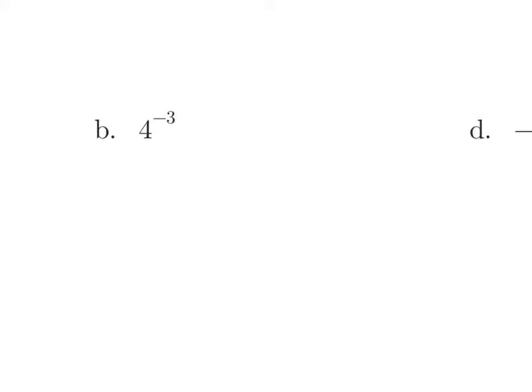Let's look at example B. Example B, we have 4 to the negative 3. And I'm going to do the same thing. I'm going to start by addressing the negative exponent. So I get 1 over 4 cubed. I move it to the bottom, make my exponent positive. From there, we can evaluate the exponent, and we get 1 over 4 cubed, which is 1 over 64.